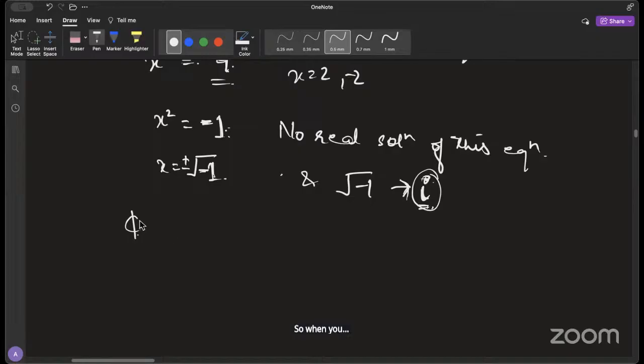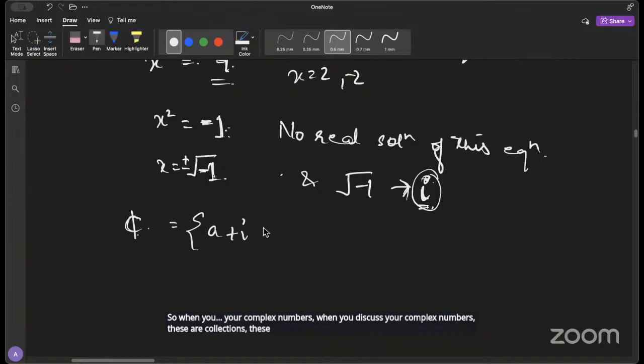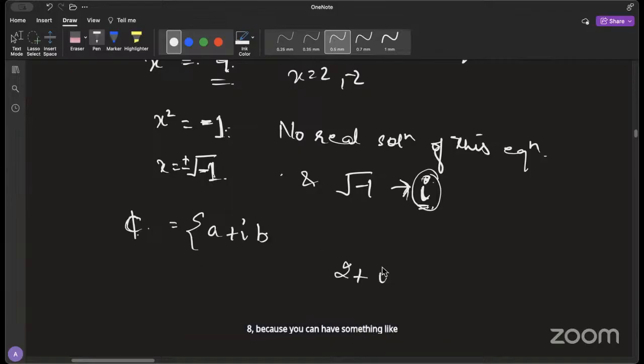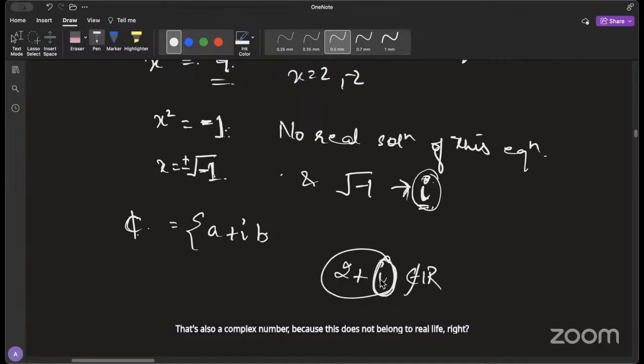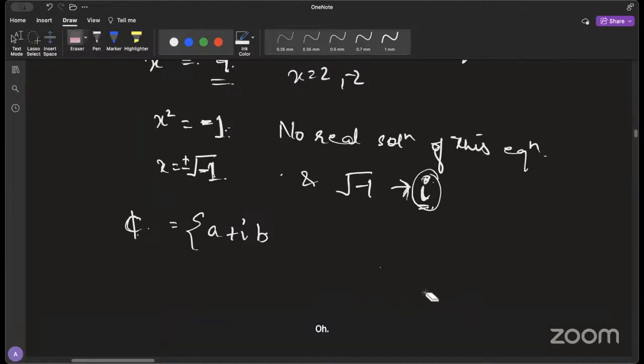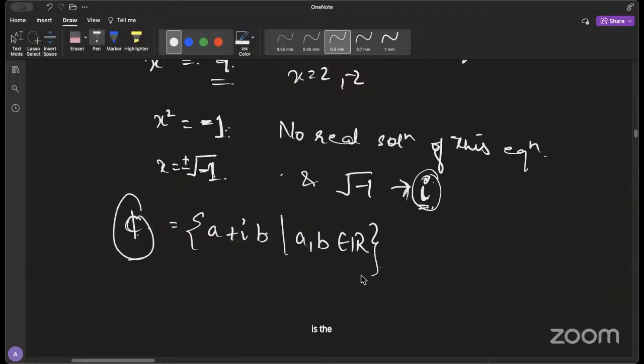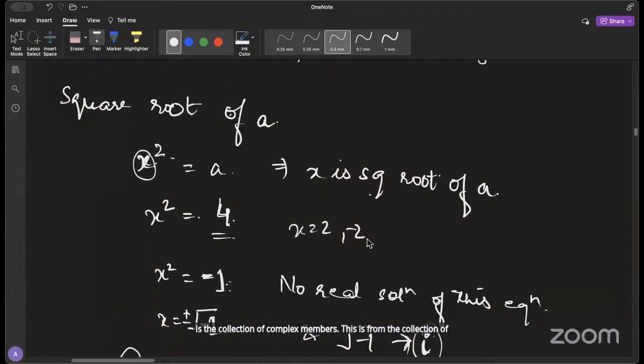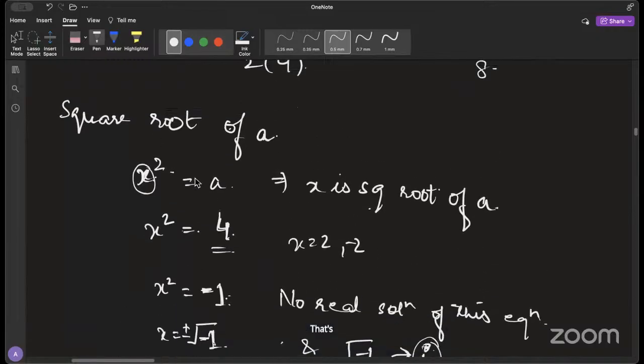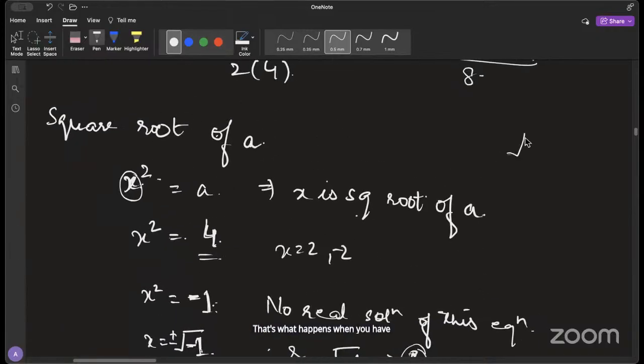When you discuss complex numbers, these are numbers of the form a plus b iota. Something like 2 plus iota is also a complex number, because iota is not in the real numbers. Every number of this form, where a and b are real, is called the collection of complex numbers. That's what happens when you have a negative inside your square root.